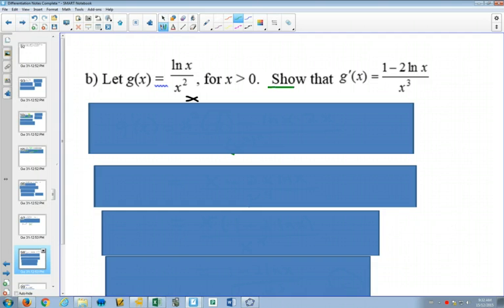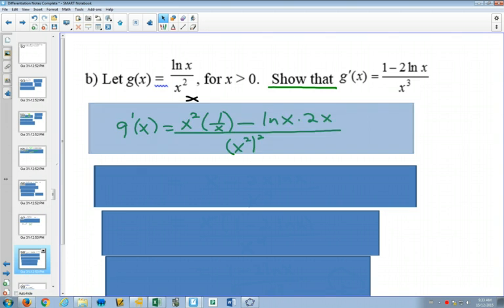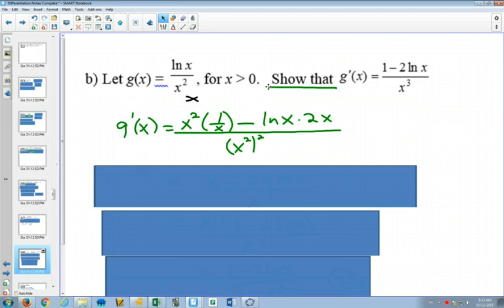This part right here, you can underline that, that's IB language. It's a show that question. It's one of the key IB command terms. Means that you have to start with this and manipulate this and get this as your final answer. So the first thing that the show that is saying is you need to show that the derivative is equal to something. So that's telling you where to start. You need to start by taking the derivative. And so we use our quotient rule, and we get our derivative.